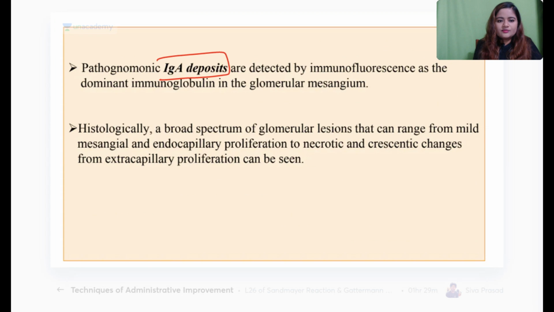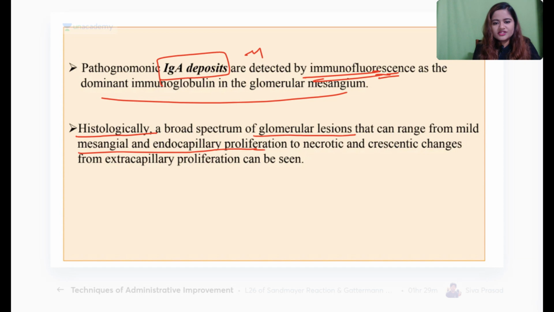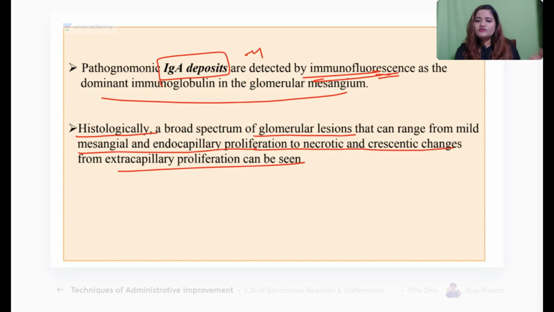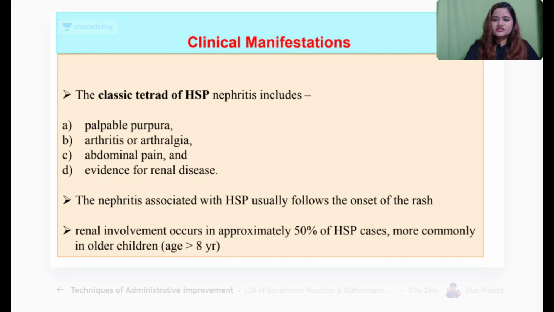Now pathognomonic is IgA deposition, which you can also see on immunofluorescence. So if a question comes, on immunofluorescence they would have mentioned IgA deposition, which is the most dominant immunoglobulin present in the glomerular mesangium. Histologically, a broad spectrum of glomerular lesions can be seen, ranging from mild mesangial and endocapillary proliferation to necrotic crescentic changes. That means the amount of injury that is going to occur is variable. It can be very, very mild also, and the injury could be as severe as crescentic changes.